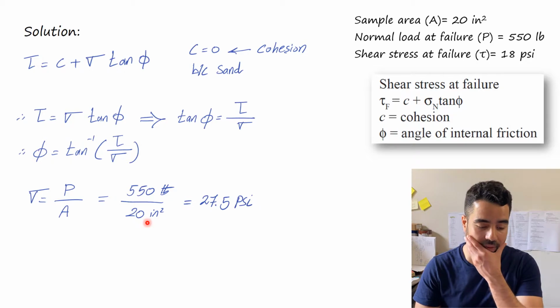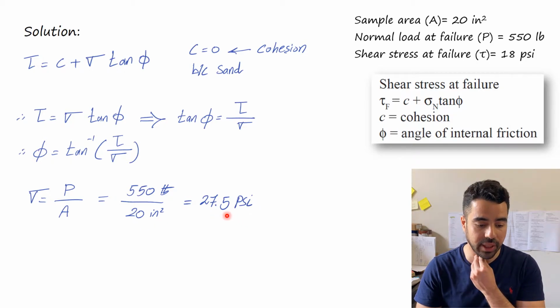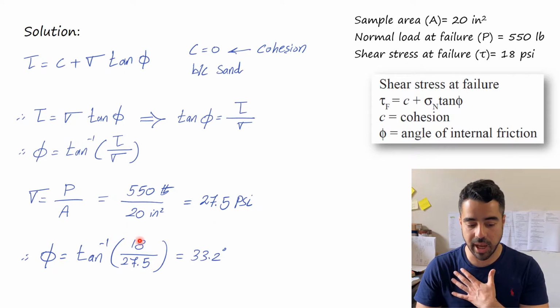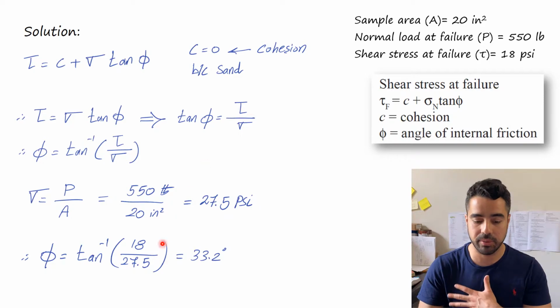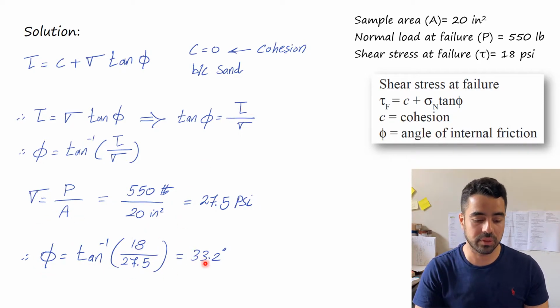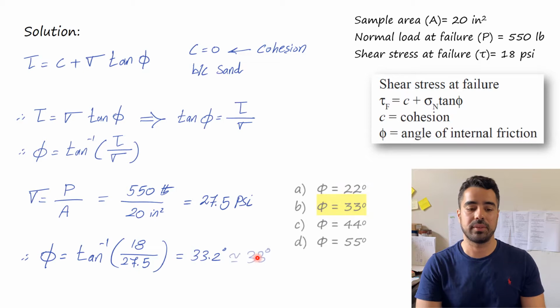Now we have everything. 18, the shear stress, and 27.5, sigma. So tan inverse of that, we're going to get 33.2, the angle of internal friction. The closest thing is 33, so the answer is B for this one.